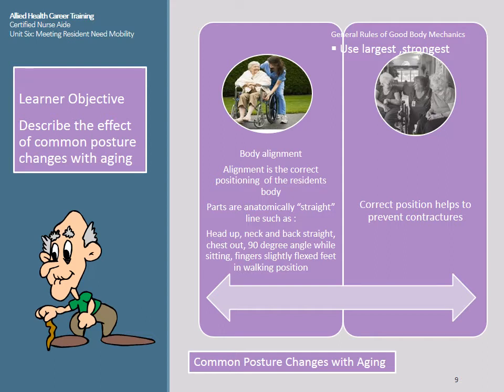Alignment is the correct position of the resident's body. This means that they're in a straight line. Their head's up, their neck and back is straight, their chest is out. When they are sitting, they should be in a 90-degree angle. Their fingers should be slightly flexed and their feet in a walking position. Correct positioning helps to prevent contractures, which means shortening or tightening of the muscles. It also helps with pressure on the tissues.